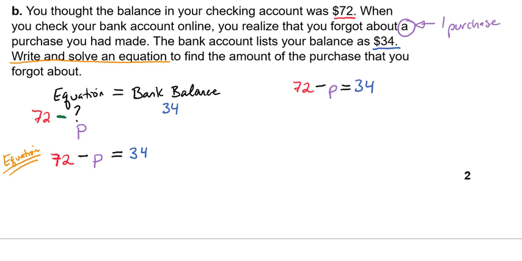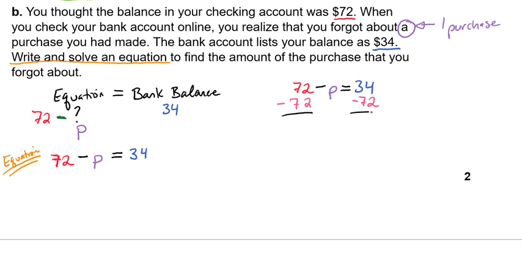So I've rewritten 72 minus P equals 34, and we need to get the P by itself. So if I want to get the P by itself, we need to get rid of the 72. Well, right now the 72 is positive, and the opposite of a positive is a negative. So if I do the inverse operation, which is a negative, and I subtract 72 from both sides, that's going to get rid of our 72. So now we have negative P equals negative 38.